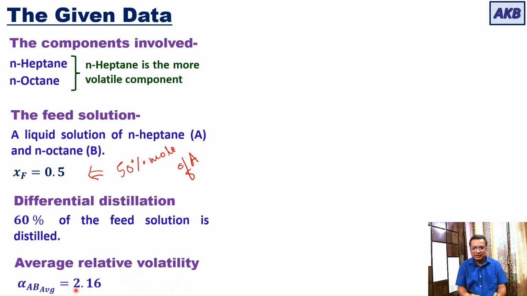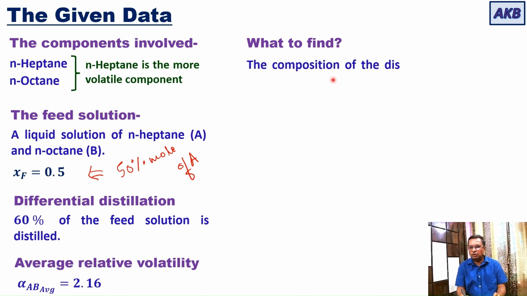Then the average relative volatility is given to us. It is 2.16. I am going to denote it as alpha AB average. And then what are we supposed to find? The composition of the distillate, that is XD, and the bottom product, that is XW. Based on the information given to us, we are going to find these two quantities. First, we will find XW by using the analytical solution of Rayleigh's equation. And then once you get XW, using that value, we are going to find XD.